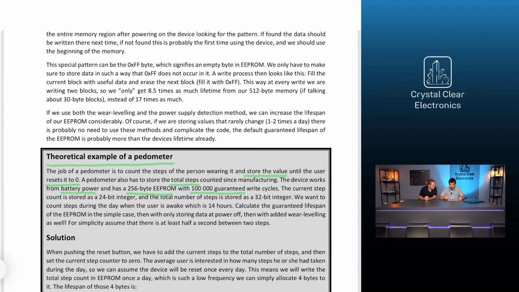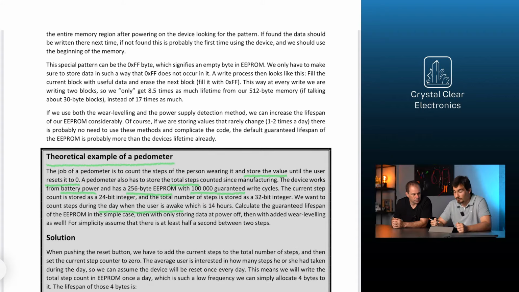The current step count is stored as a 24-bit integer, and the total number of steps is stored as a 32-bit integer. We want to count steps during the day when the user is awake, which is about 14 hours. Calculate the guaranteed lifespan of the EEPROM in the simple case, with only storing data at power off and using the full memory range as well. For simplicity, assume that there is at least half a second between 2 steps.